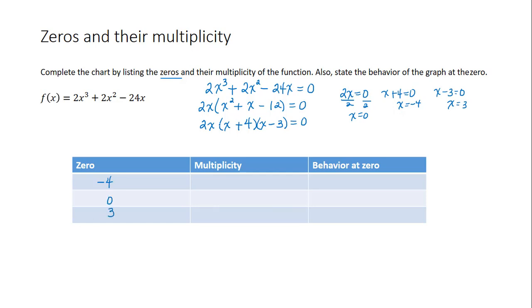Notice that each of those factors is raised to an exponent of 1 in the factored form, so the multiplicity of each of these is simply 1. If we have an odd multiplicity at the zero, the graph will cross the axis there. If it is an even multiplicity, it's going to bounce off the x-axis at that particular zero. So now we're going to put all of these things together to think about graphing.